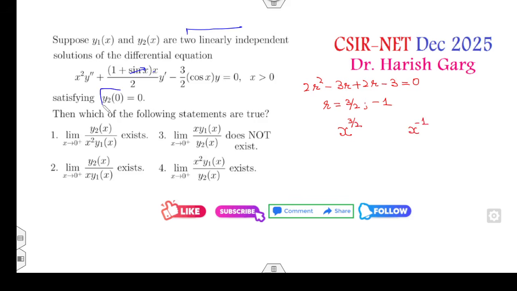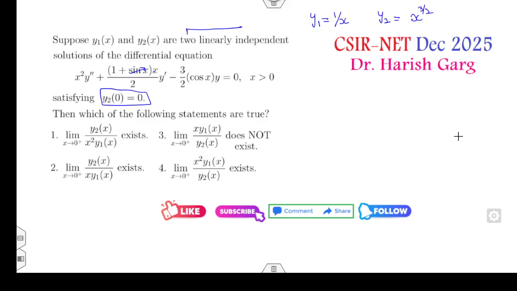Now it's given that y2 must be 0. So that number is my y2 and that number is y1. फाइन नाउ मैं यहां पे लिख दे रहा हूं आपको y1 is 1 over x, y2 is x raised to 3 by 2. तो कितना समय लगा आपको सोल्यूशन निकालने में? 15 सेकंड से, 1 मिनट से ज्यादा नहीं लगेगा. जब प्रैक्टिस कर लोगे तो 15 सेकंड लगेंगे.